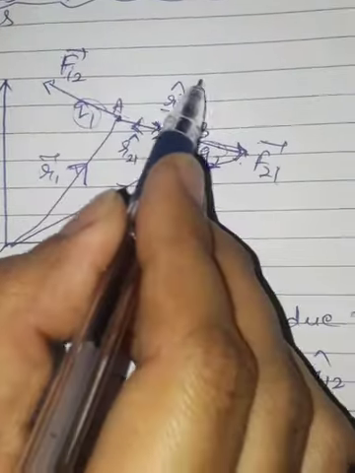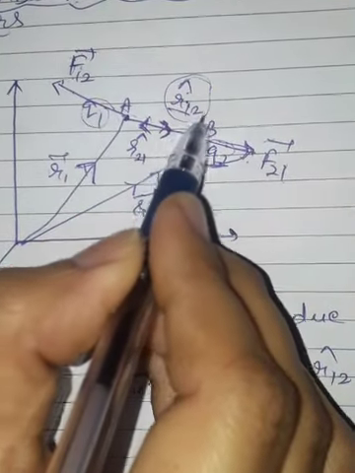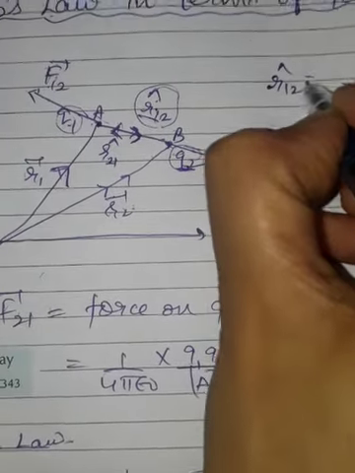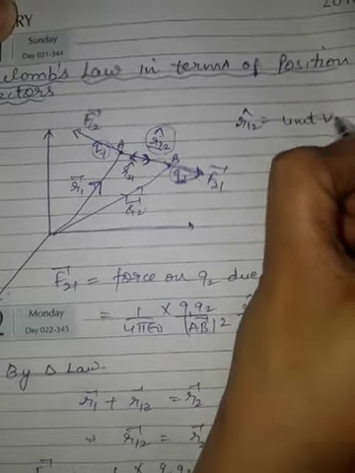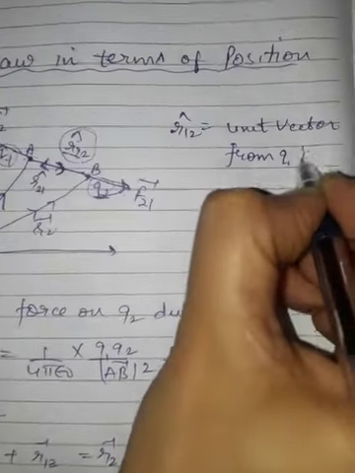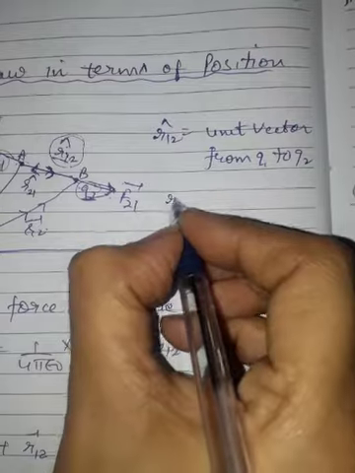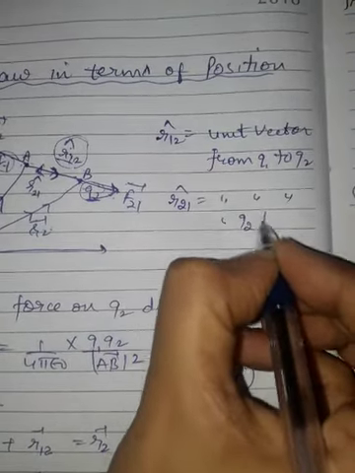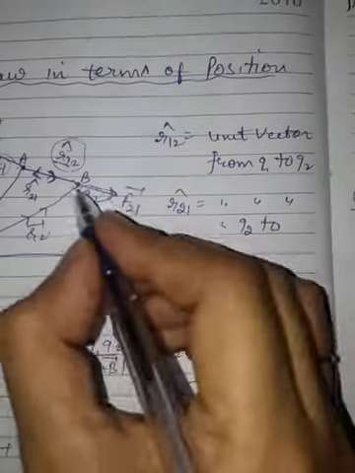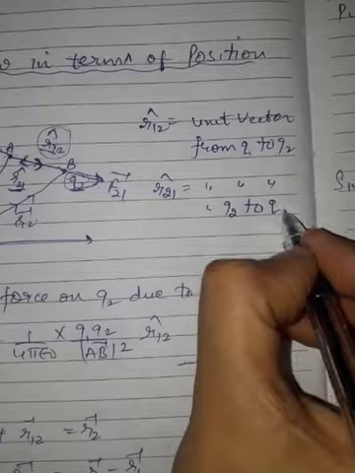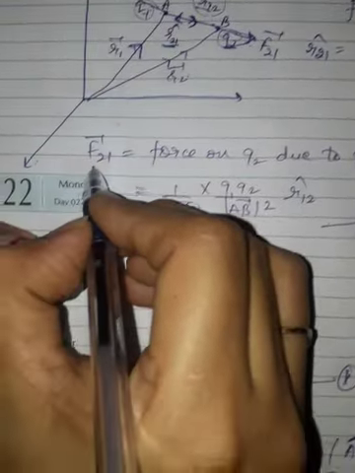R12 cap is a unit vector, it has a cap, so it is a unit vector directed from Q1 to Q2. So what is R12 cap? It is a unit vector from where to where? From Q1 to Q2. Similarly, what is R21 cap? It is a unit vector from Q2 to Q1. Now, first we'll find out F21.